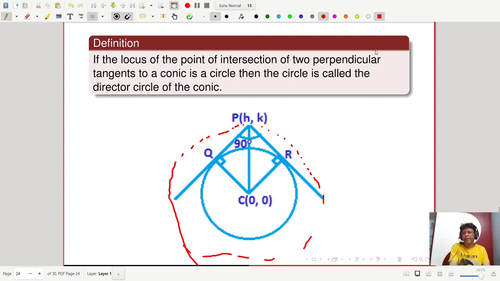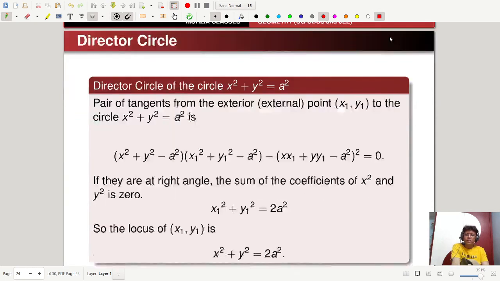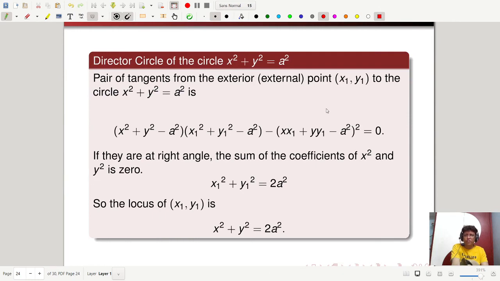Actually, the locus of the point of intersection of two perpendicular tangents is called the director circle. This is for the circle. You can get the director circle for the parabola also, for all others. Okay, so let's see how you will calculate the equation of the director circle.